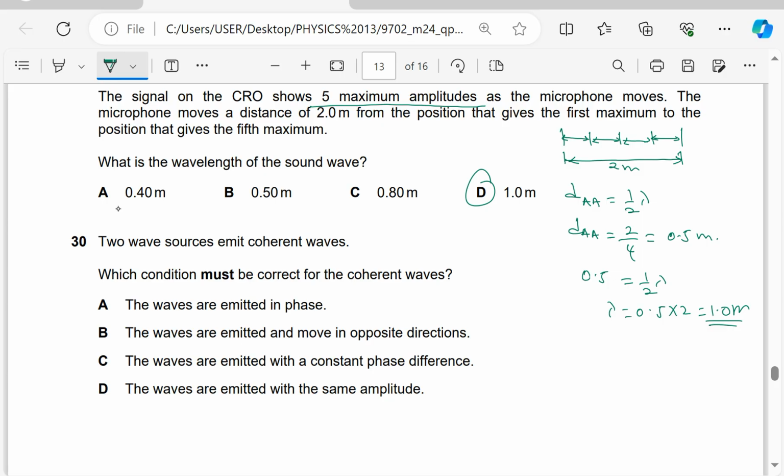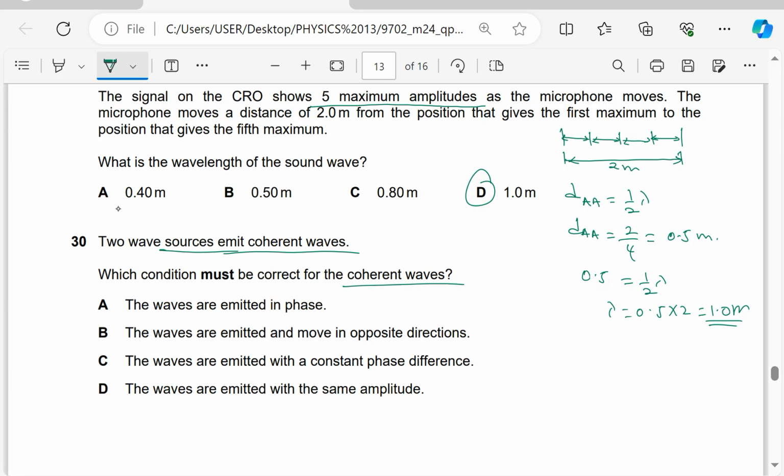Two wave sources emit coherent waves. Of course, coherent waves are those coherent. If the sources emit coherent waves, it means they maintain a constant phase difference between them. What condition must be correct for the coherent waves?